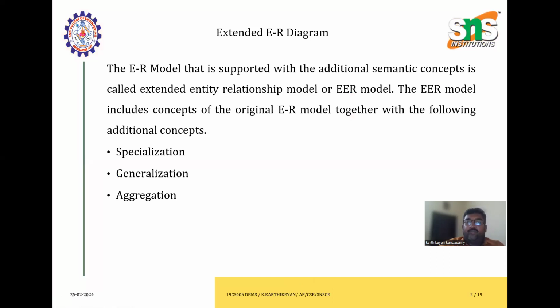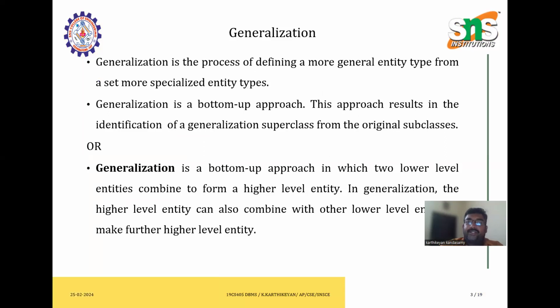This is the Extended ER Model. It supports additional semantic concepts, and is called the Extended Entity Relationship Model, or EER model. The EER model includes the concepts of the original ER model together with the following additional concepts. There are three basic categories: specialization, generalization, and aggregation. Generalization is a process of defining a more general entity type from a set of more specialized entity types.